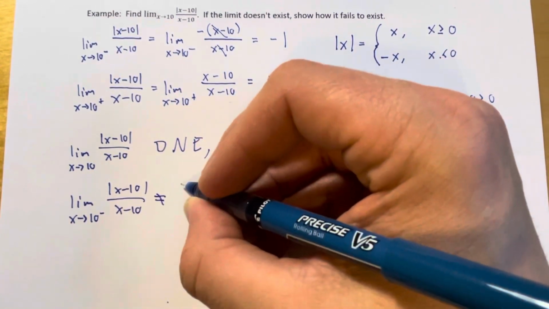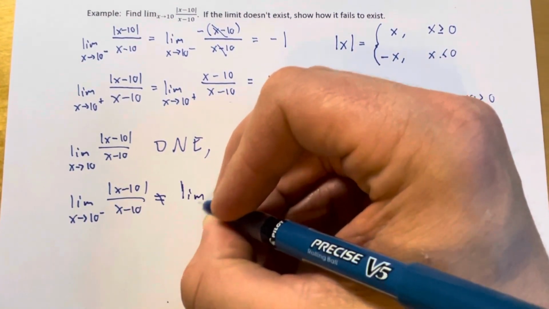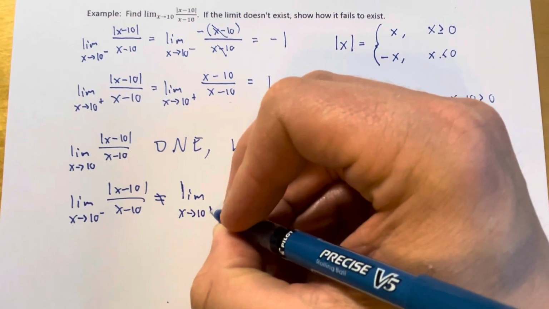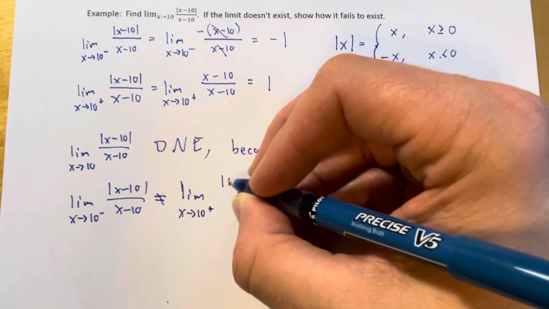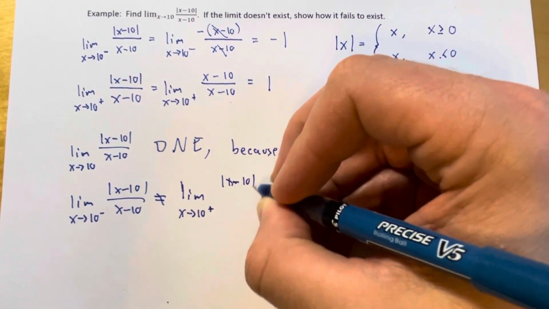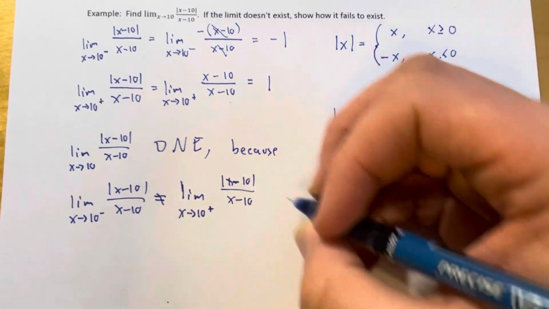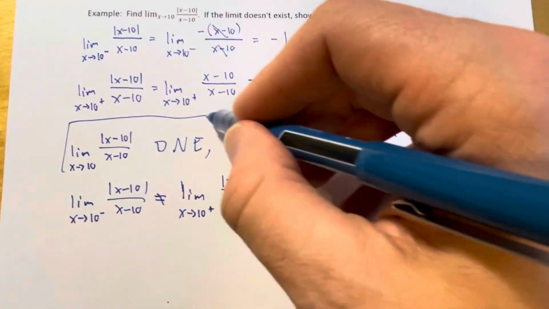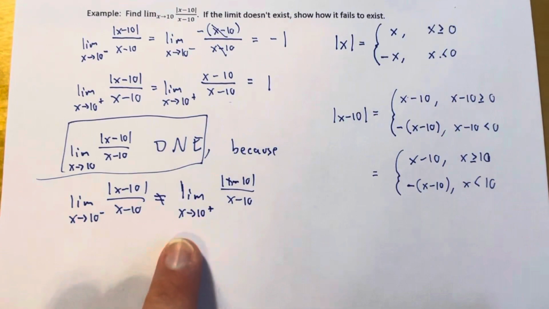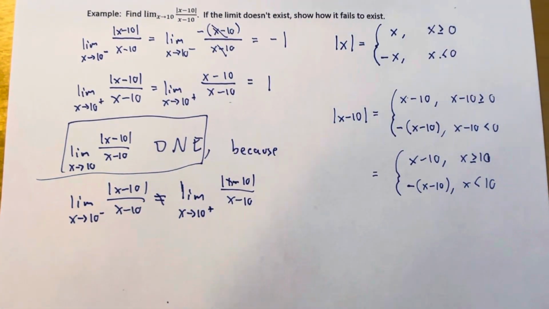This is not equal to the limit as x approaches 10 from the right, x minus 10 over x minus 10. Okay? So this is my answer, does not exist, but here's my justification for it. Okay? That's going to wrap things up for section 1.2.